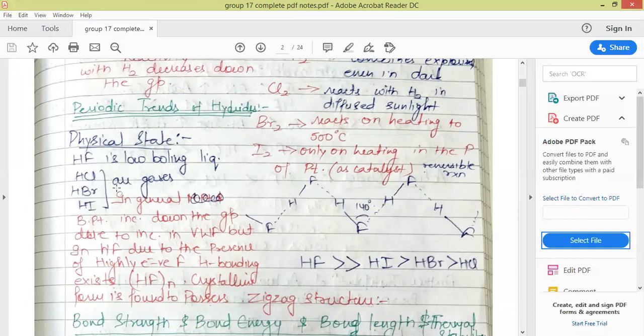In general, the boiling point increases down the group due to an increase in van der Waals forces. So here the boiling point is supposed to increase with increase in size as we move down the group. But in the case of HF, it has exceptionally high melting and boiling points, actually due to the presence of hydrogen bonding.